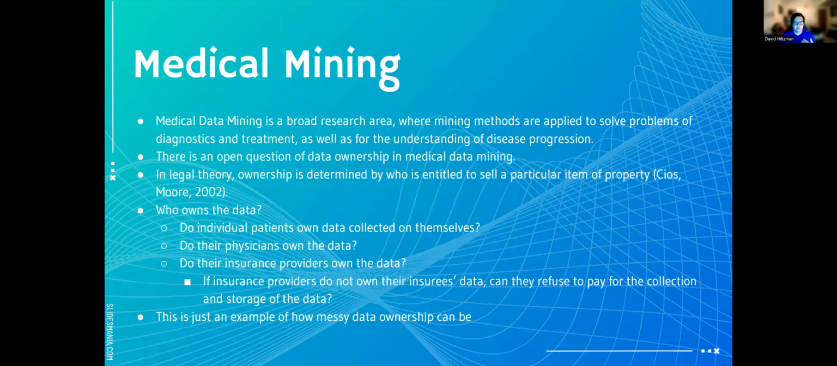But then again, do the physicians own the data? Can someone come up and ask the physician for all of their chest and wrist X-rays from males ages 18 to 25? Can they do that? Does an insurance company do it? Are they able to say, oh well, I don't technically own it, so I'm not going to pay for it? This is the example I really wanted to use because it shows how messy it can be.